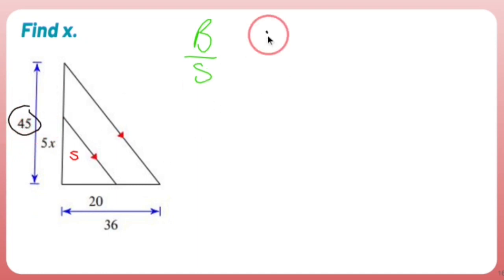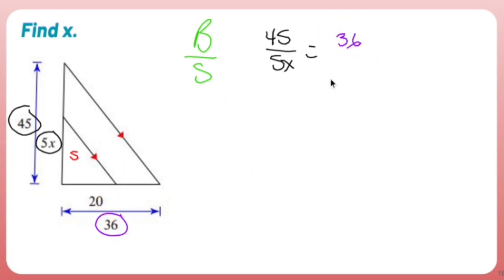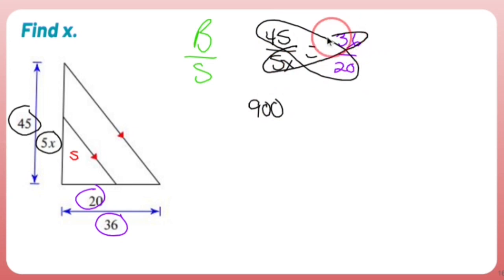So on the big triangle, I have 45. That matches up with 5x on the small triangle. On the big triangle over here where I'm given some information, I have 36 on the big. That matches up with 20 on the small. Now that I have a proportion, I could do crisscross applesauce. Take two diagonals and multiply them together. 45 multiplied by 20 is 900. 5x times 36, 5 times 36 is 180, so 180x.